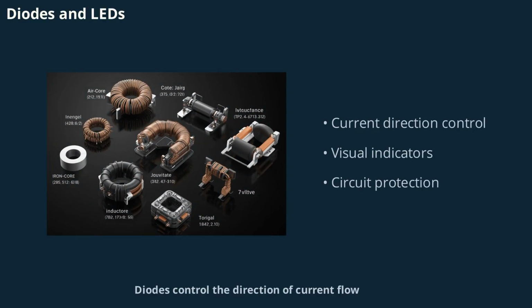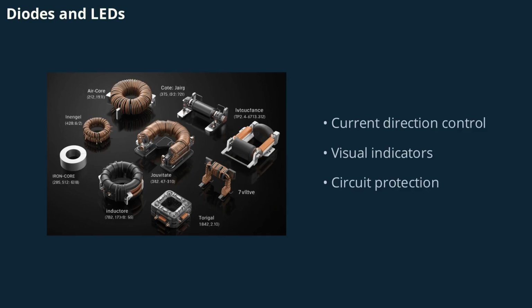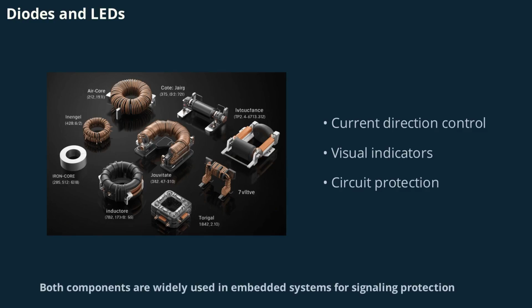Diodes control the direction of current flow, protecting circuits from reverse voltage. LEDs, or light-emitting diodes, are used for visual indicators and displays. Both components are widely used in embedded systems for signaling, protection, and user interaction. Knowing how to integrate diodes and LEDs enhances your system's functionality and reliability.